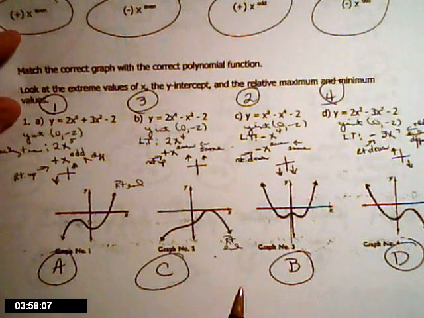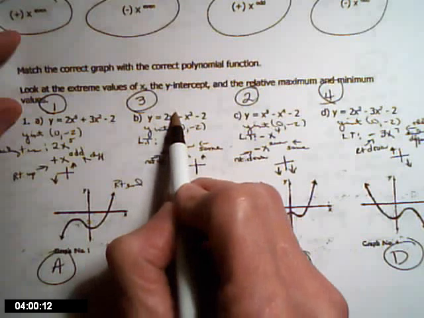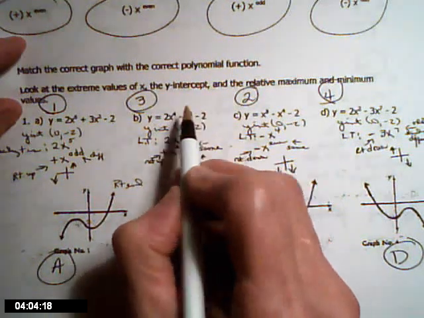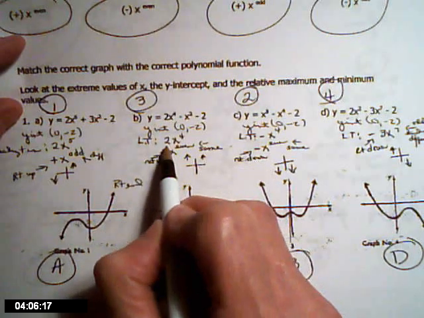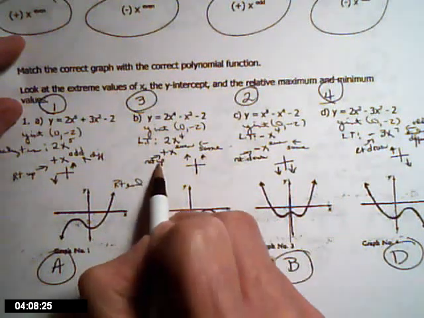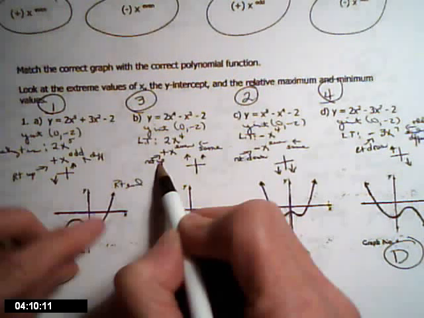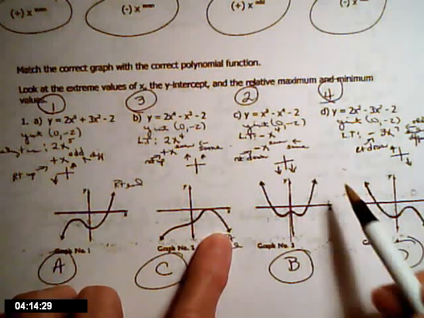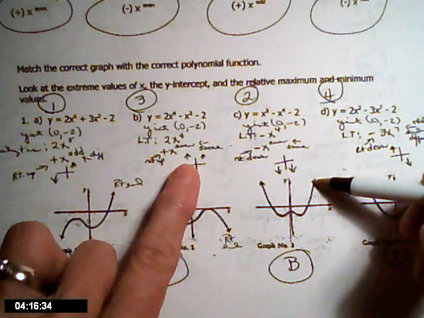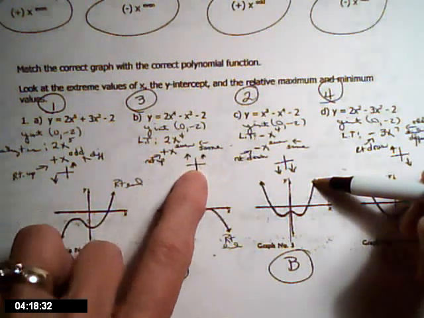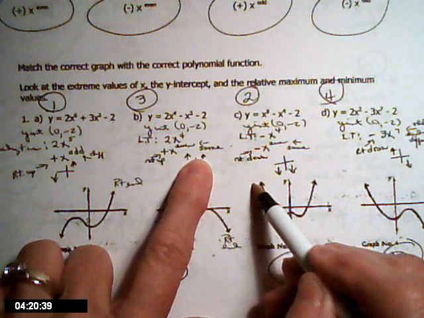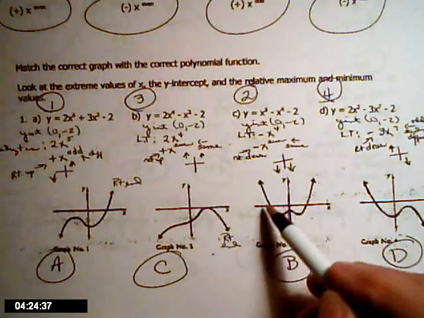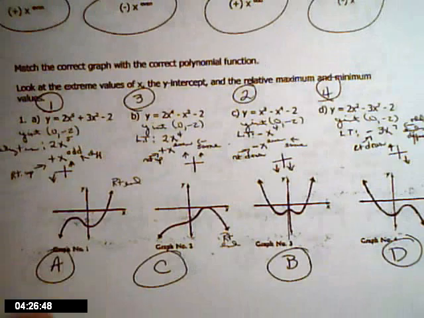Alright, look at number B. 2x to the 4th. Now we've already agreed what the y-intercept is. That didn't help us. 2x to the 4th. The positive says the right end is up. Now if you look, that's down, that's up, that's down. Looks like it may have to be this one. The even says they're going in the same direction. Both left and right are up, so it has to be B for number 3. Okay?